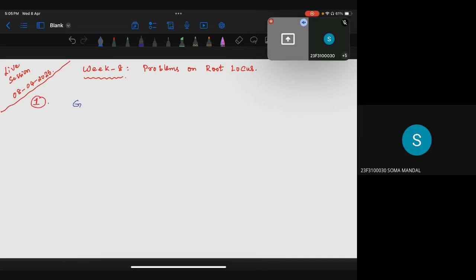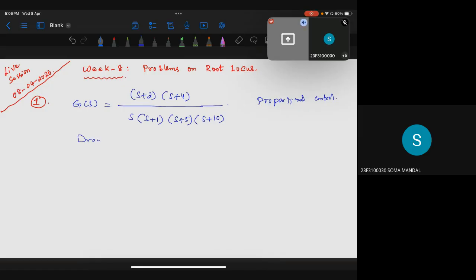Let's say we have G(s) equal to (s+2)(s+4) divided by s(s+1)(s+5)(s+10). Okay, so let's say we have this plant transfer function. Consider we are using the proportional controller. The question is to draw the root locus for the proportional controller.